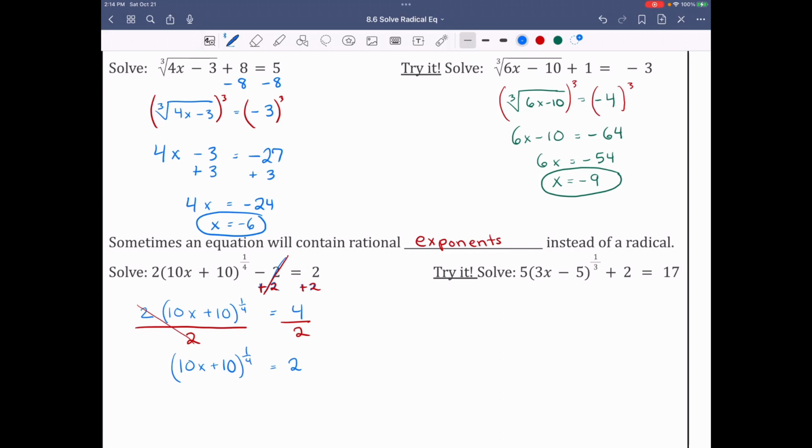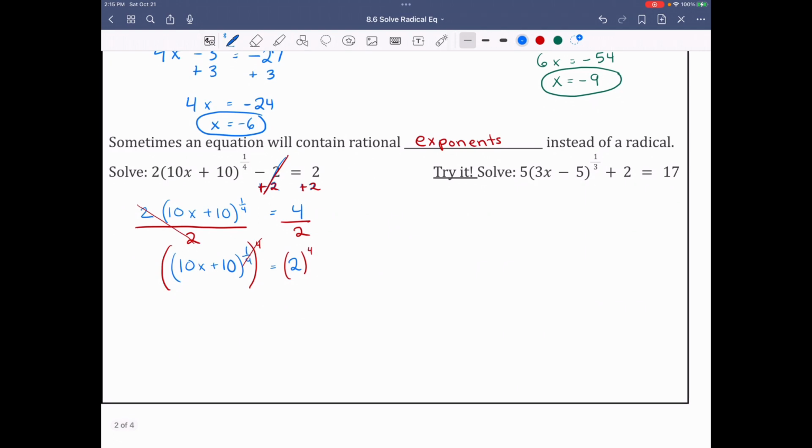Now to undo the 1/4, I'm going to raise both sides to the 4th power. Doing that will turn the exponent into a 1. So I'm going to raise this to the 4th power. It cancels this exponent because now it changes it to an exponent of 1. So I have to raise the other side to the 4th power.